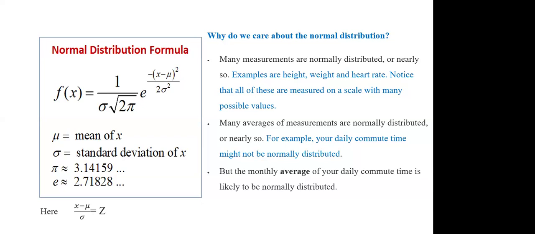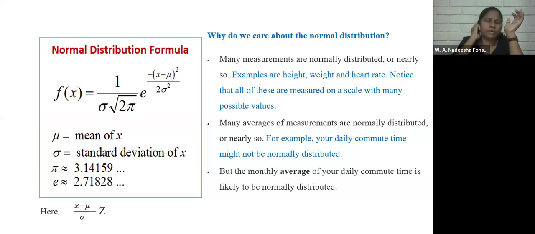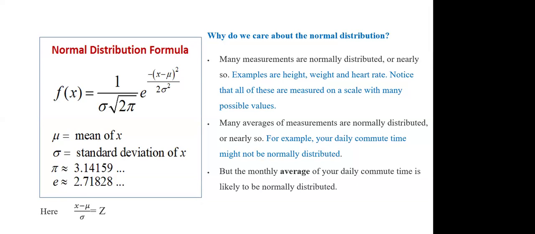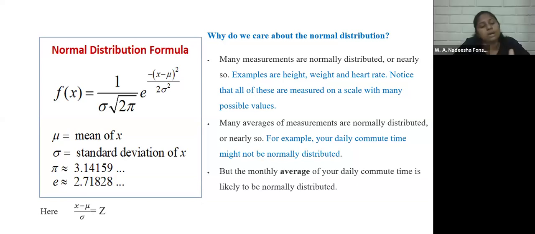Yes, some of the averages are normally distributed, but there are some examples in day-to-day life which are not normally distributed, like daily commute time, and when we roll dice, the sides of the dice are random. As an example, random incidents are not normally distributed.